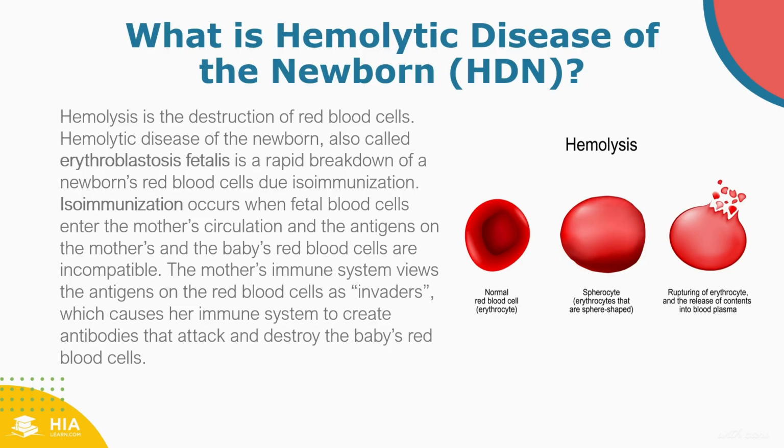Hemolytic disease of the newborn, which is also called erythroblastosis fetalis, is a rapid breakdown of a newborn's red blood cells due to isoimmunization. Isoimmunization occurs when fetal blood cells enter the mother's circulation and there is an incompatibility between the antigen status on the mother's and the baby's red blood cells. The mother's immune system views the antigens on the red blood cells as invaders, which causes her immune system to create antibodies that attack and destroy the baby's red blood cells.